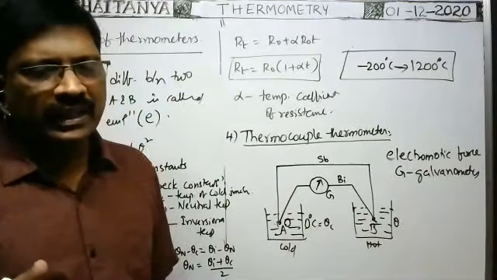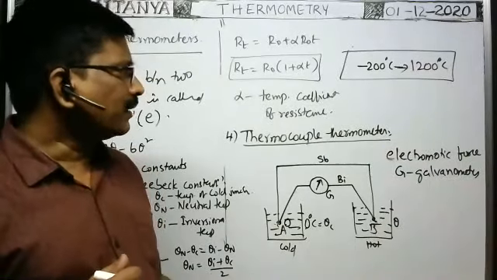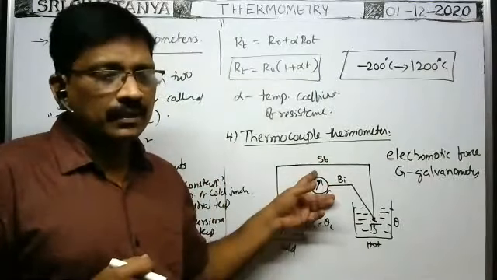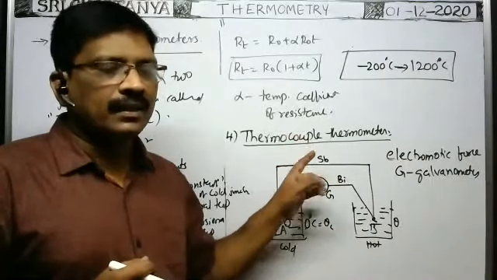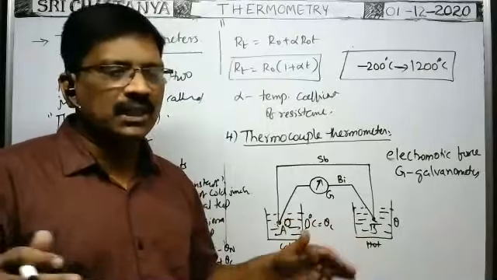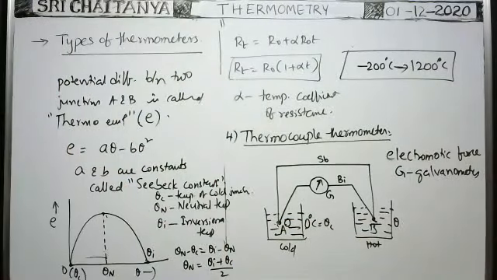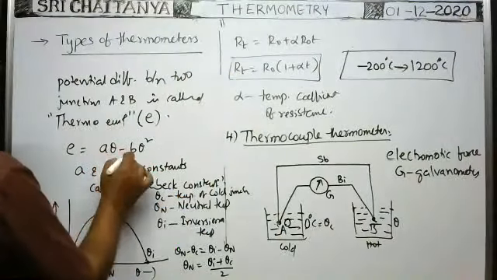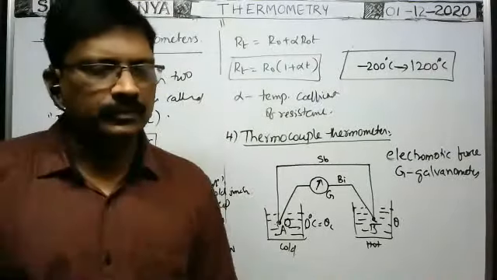How much time they will keep it to measure the temperature of the animal body depends on the type of thermocouple thermometer used. For antimony bismuth, for this pair of metals, we can measure the temperature of the animal body very quickly compared with other combinations of metals. The B value will be given to you.